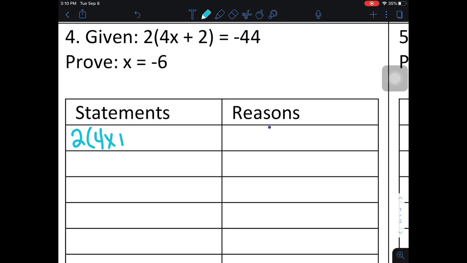So now we have 2 times 4x plus 2 equals negative 44. And we know that's our first statement because it is given.